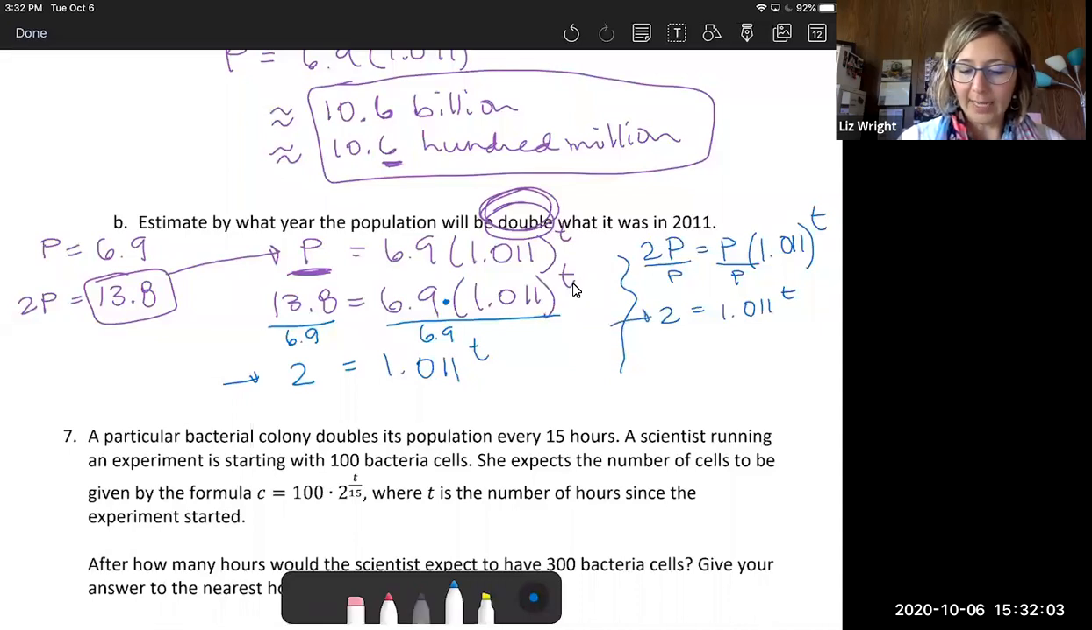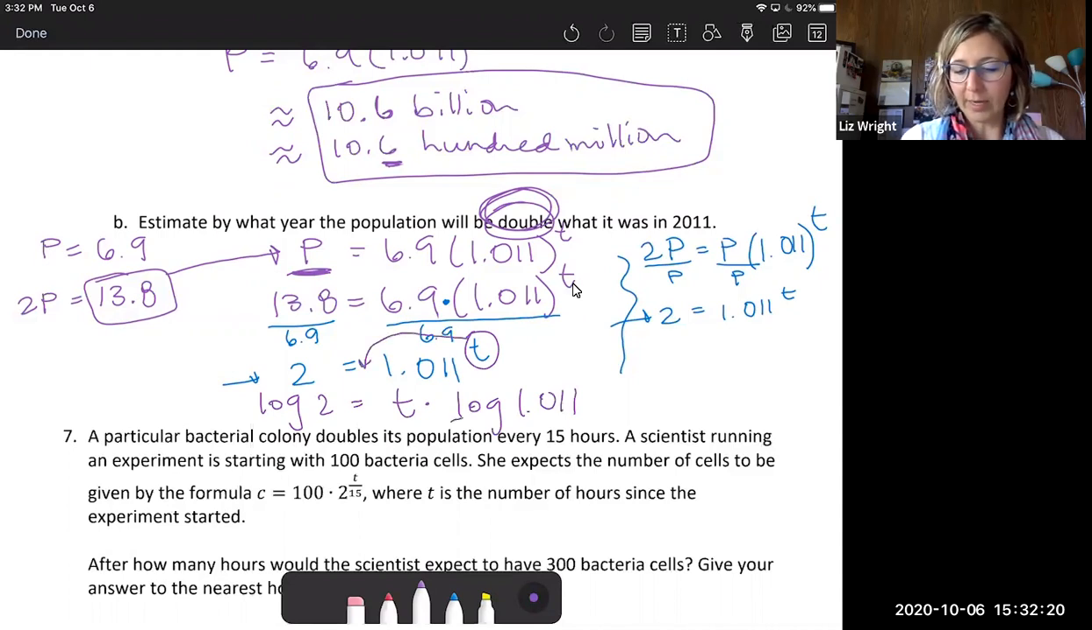All right, so how do we bring this t down? We're going to take the log of both sides. So we're going to have log of 2 equals t times the log of 1.011. Again, taking the log of both sides allows me to bring that exponent down. Now you're ready to divide both sides by the log of 1.011. So you should go ahead and divide that. Tell me what you get.